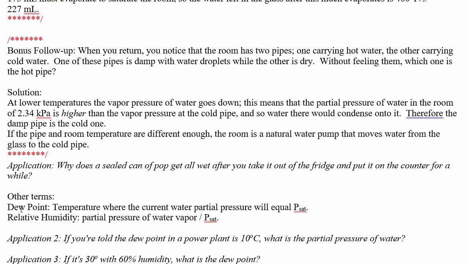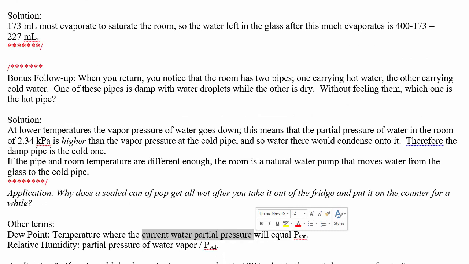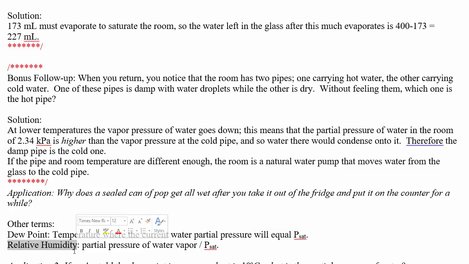Some other terms, the dew point, which is the temperature where the current water partial pressure will equal the saturation pressure. Water is not always completely saturating the air. The fraction that it's saturating the air is the relative humidity. So if you know that the humidity is 80%, that tells you that the current partial pressure of water is 80% of what water's saturation pressure would be for that temperature.